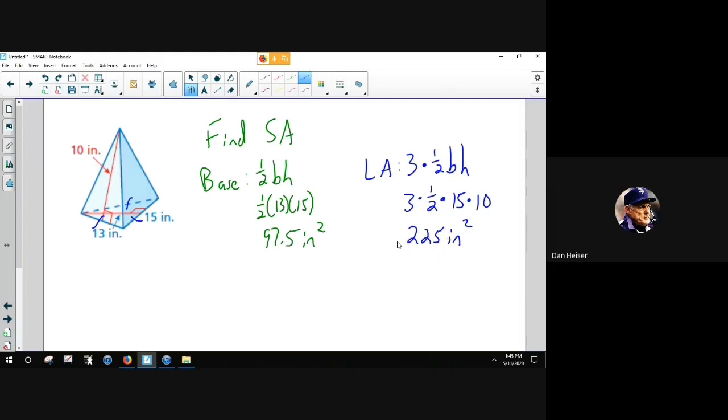Base area, lateral area, total surface area then, putting these together, 322.5 square inches. Still the surface area. Area is always measured in square units. And again, if you are given units, I expect units in your answer. On your last assignment, it was minus half a point. On the next one, it's going to be minus a full point if you ignore units. So make sure you pay attention to those.